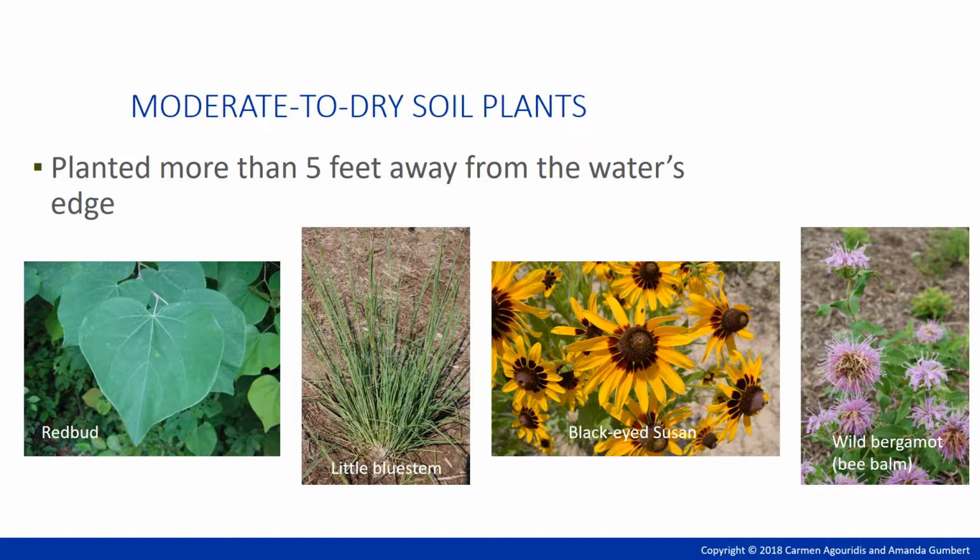Ninebark, silky dogwood, roughleaf dogwood, and spicebush are good choices for shrubs in this zone. Grasses for this zone include little and big bluestem, switchgrass, and Virginia wild rye. Herbaceous plants include wild bergamot, which is also known as bee balm, black-eyed Susan, gray-headed coneflower, New England aster, common milkweed, and butterfly milkweed. Many of the flowering plants in this zone also provide much-needed habitat for pollinator species.